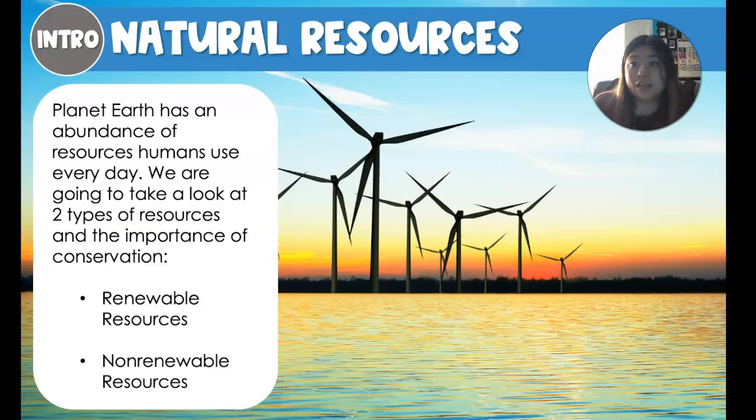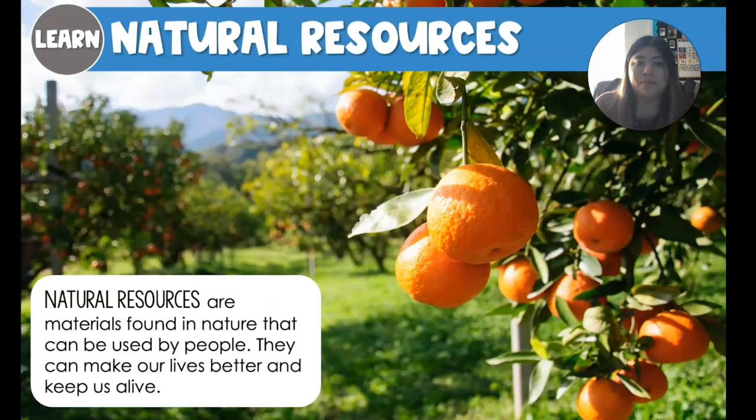Sunlight, the sun gives us light, so that is a natural resource. And then, of course, food. The earth gives us food, so that is also a natural resource that comes from the earth, and it is not man-made. So natural resources are materials found in nature that can be used by people, that can make our lives better and keep us alive. Like I said, food, like this fruit is made from earth.